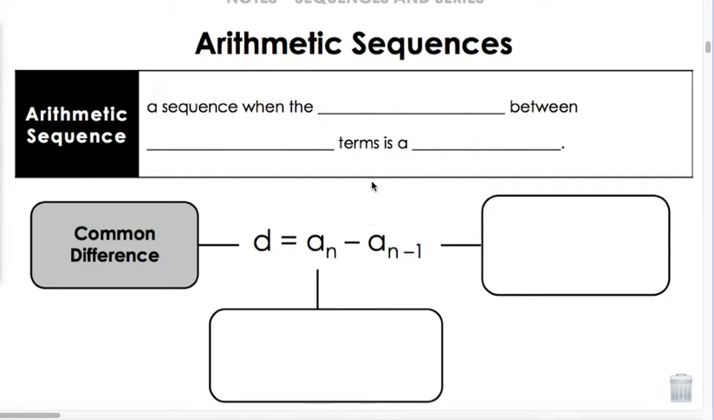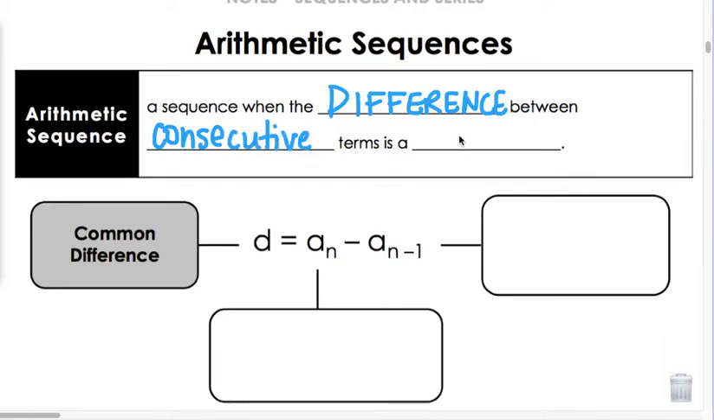All right, this is lesson 10.2 on arithmetic sequences. Let's start with what is an arithmetic sequence. It's a sequence when the difference between consecutive terms is a constant. Okay, so the difference between consecutive terms is a constant number, it's going to be consistent.